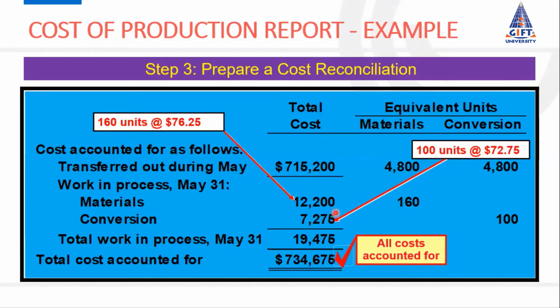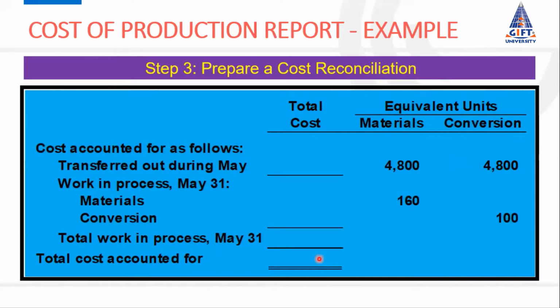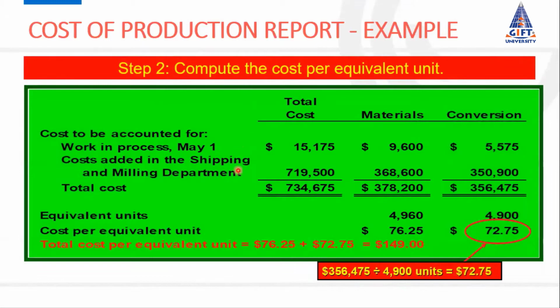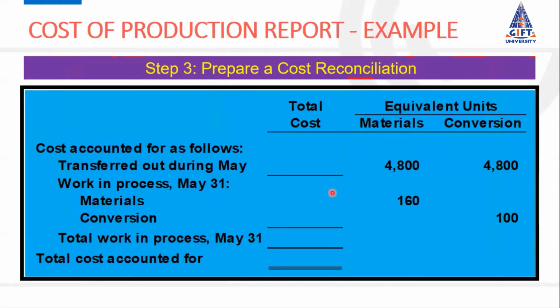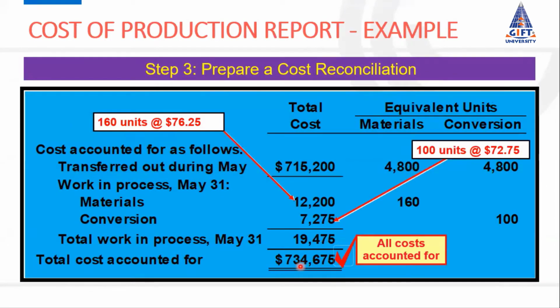7,275. So the total work in process inventory is 19,475, and the total cost is reconciled with 7,34,675. That is the same cost which we had calculated in our second step table, that is 7,34,675. That is the same cost over here, reconciled.